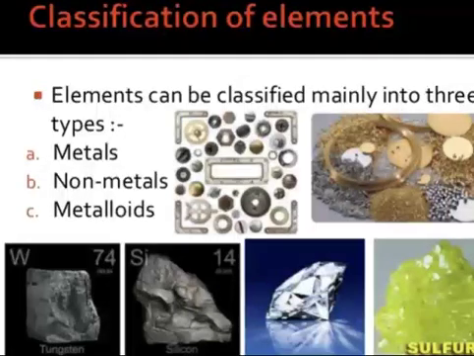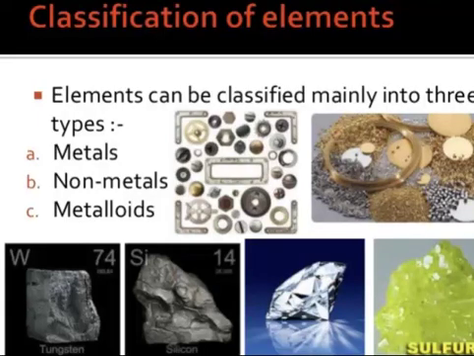Next, we'll see the classification of elements. Elements are classified mainly into three types. The first one is metal, the second one is non-metal, and the third category is called metalloids.